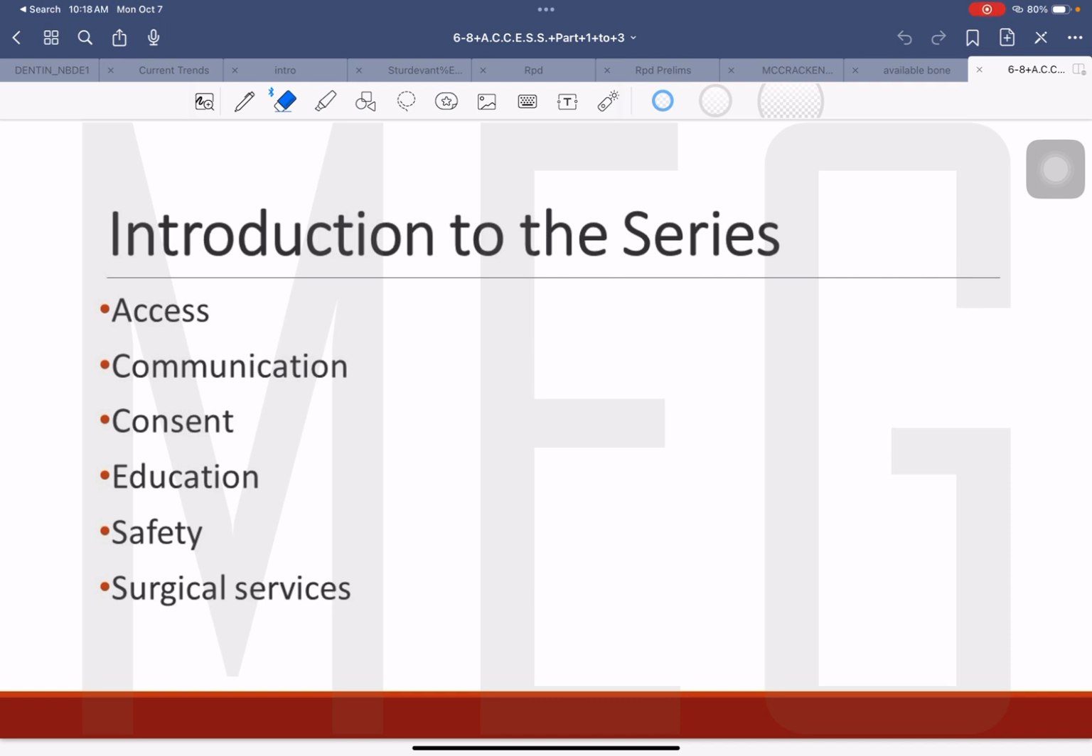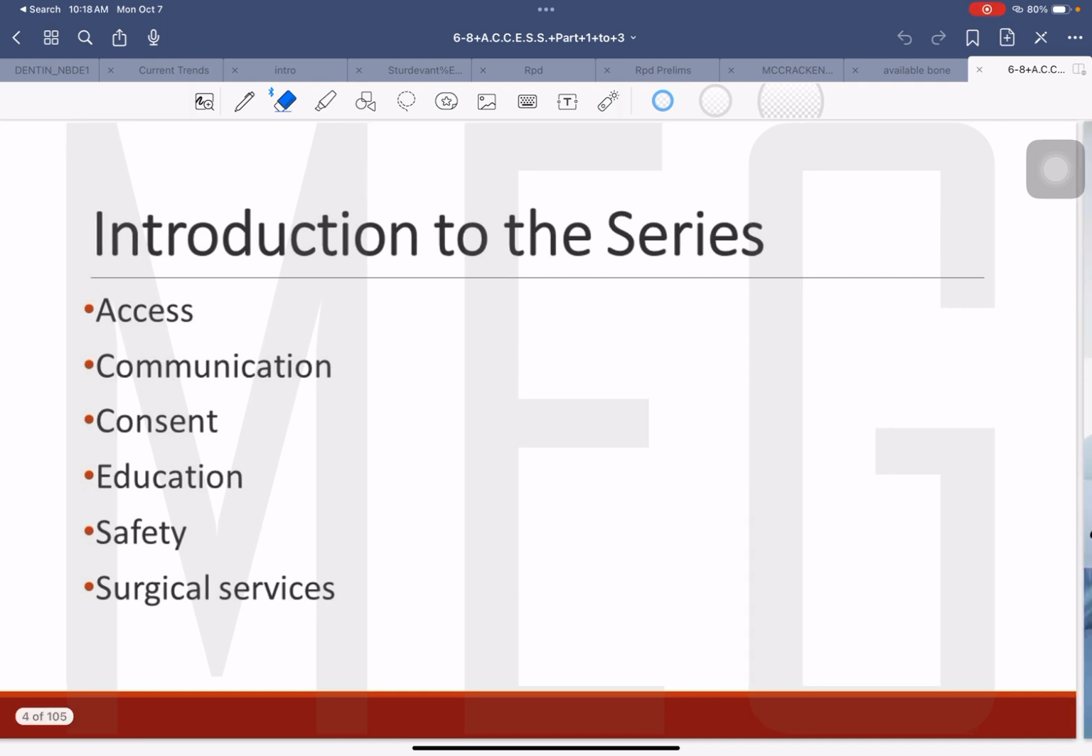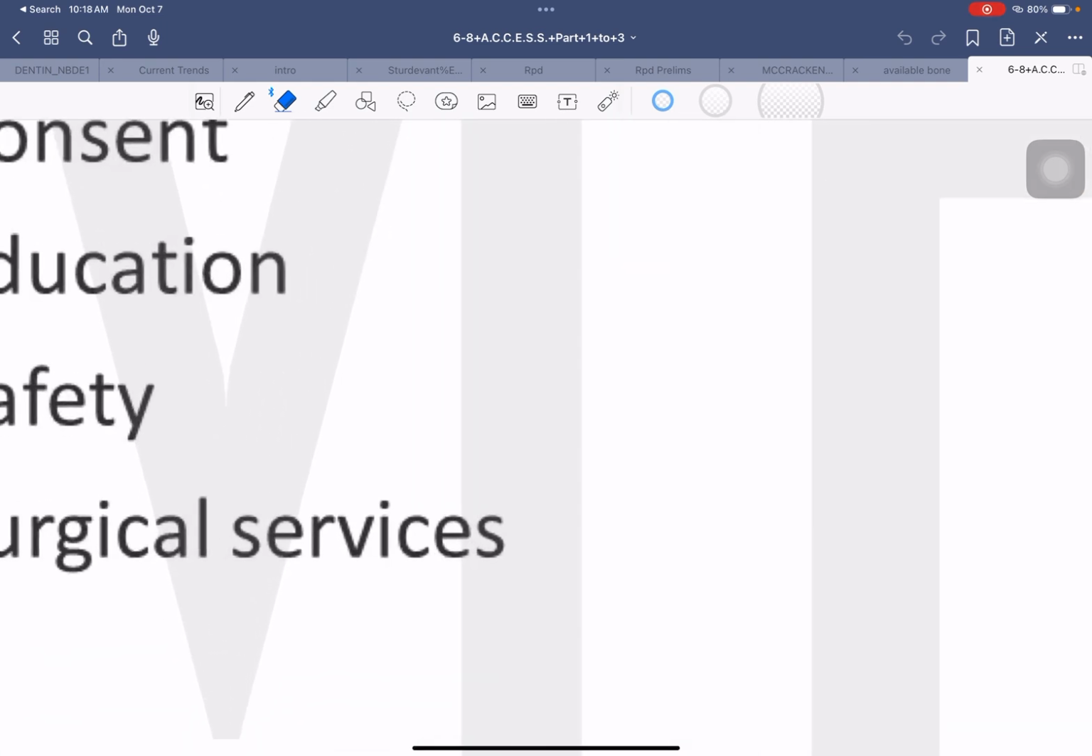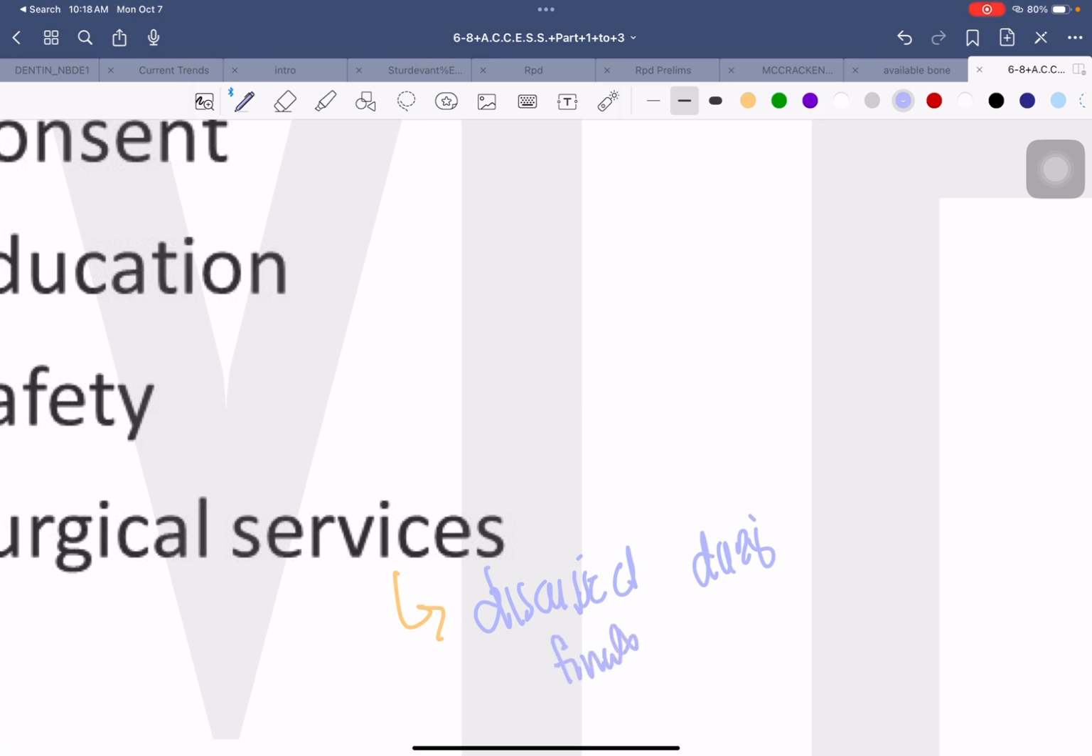So your ACCESS, but your S, the surgical services, will be discussed during the finals. So what we're going to discuss is access until safety.